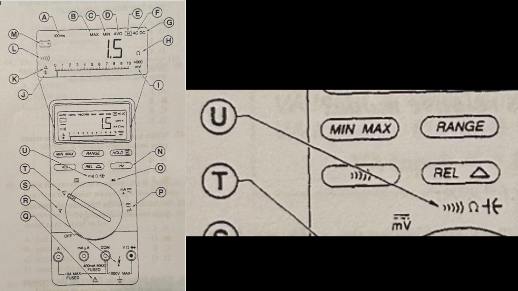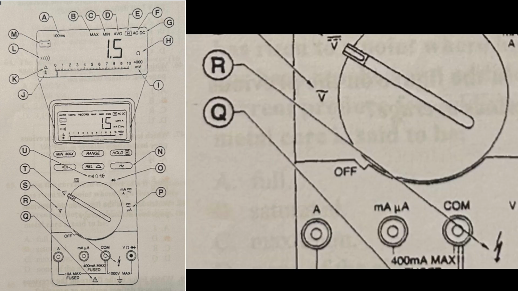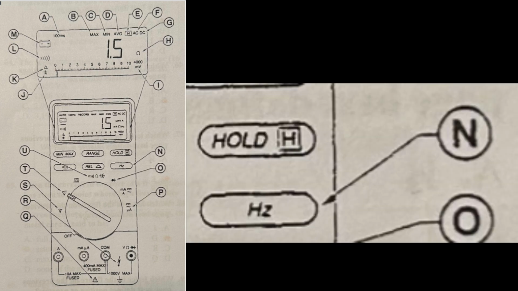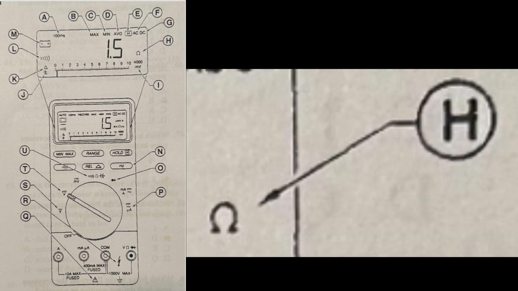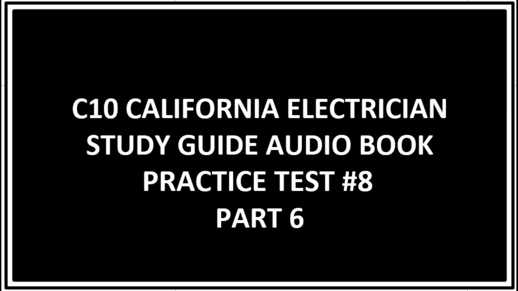U for capacitor. Which letter for danger? R for danger. Which letter for hertz? N for hertz. Which letter for ohms? H for ohms. Repeat.